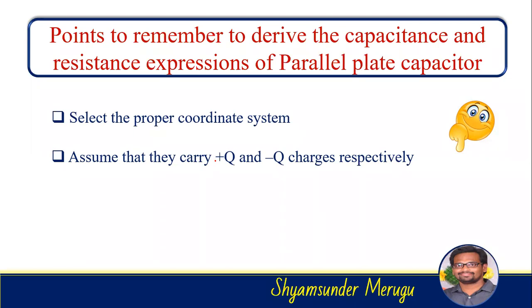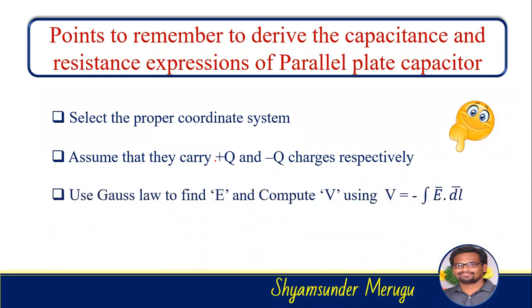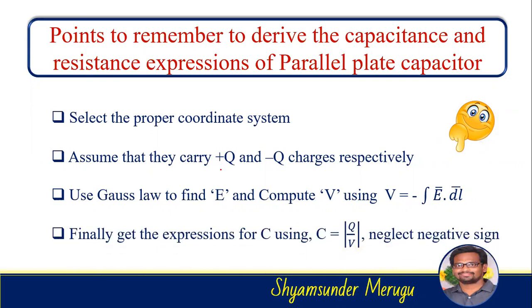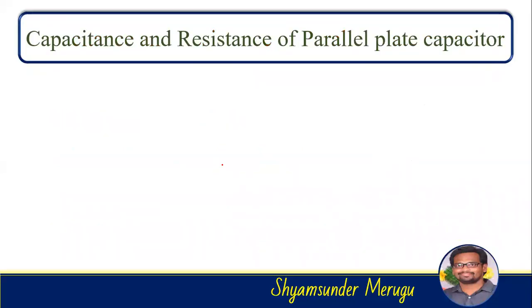minus Q charges respectively. The third one is by using Coulomb's law or Gauss law, we have to find E, and later we have to compute V by using V equal to minus integral E bar dot dl bar. The fourth one, finally we can get the expression for C by using the ratio of the absolute value of the charge to the absolute value of voltage applied. And here we have to neglect the negative sign as we are very much interested in the absolute value of the capacitance only. Now we will see how to derive the capacitance and resistance expressions of the parallel plate capacitor.